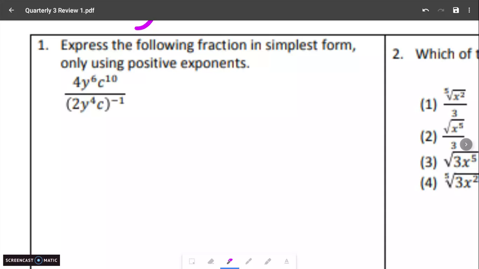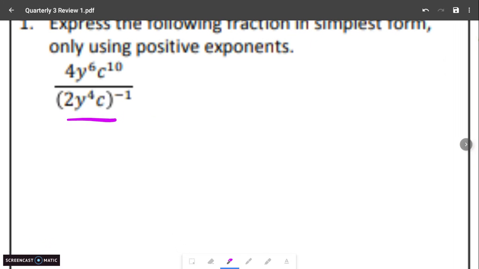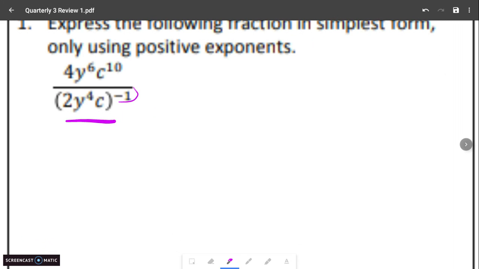Hey guys, so right now we're going to go through review 1 for quarterly 3. For question 1 here, it says express the following fraction in simplest form only using positive exponents. If you remember from this unit, the first thing that I recommended, similar to PEMDAS, is to start with the parentheses. So down here in the denominator, that -1 on the outside, we are going to distribute it into the parenthesis in the denominator.